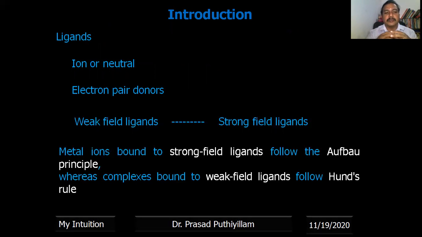If you take the examples, if the metal ion is covered by strong field ligands, then the filling of electrons will follow the Aufbau principle. The Aufbau principle says that the electrons will be paired first, before the electrons go to the higher energy level, pairing takes place. That is roughly the meaning of the Aufbau principle. Whereas the complexes bound to weak field ligands follow Hund's rule, just the opposite case.